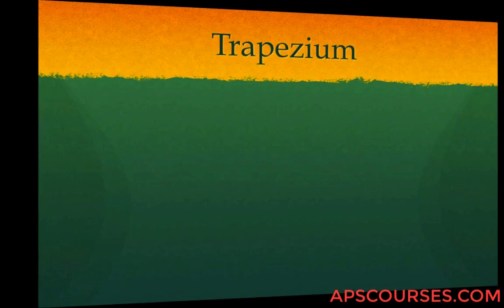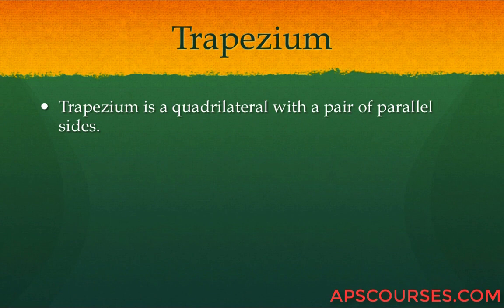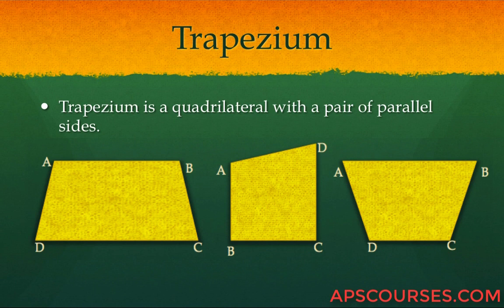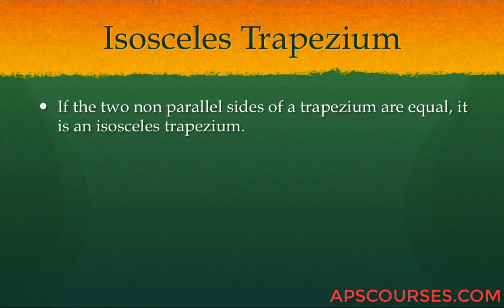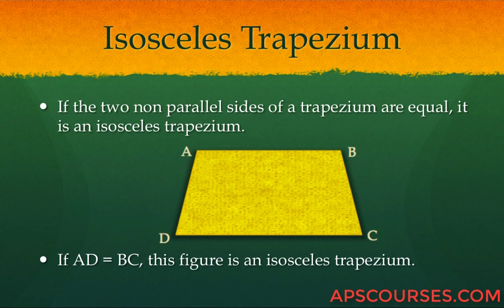A trapezium. A trapezium is a quadrilateral with a pair of parallel sides. In these three figures, AB is parallel to CD, and therefore all these three figures are trapeziums. Isosceles trapezium. If the two non-parallel sides of a trapezium are equal, we call it an isosceles trapezium. So in this figure, if AD is equal to BC, we call it an isosceles trapezium.